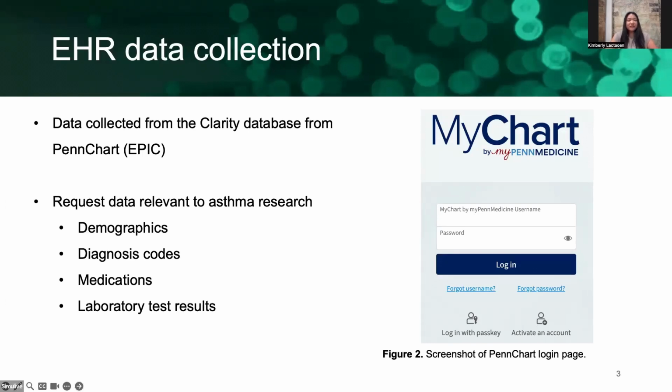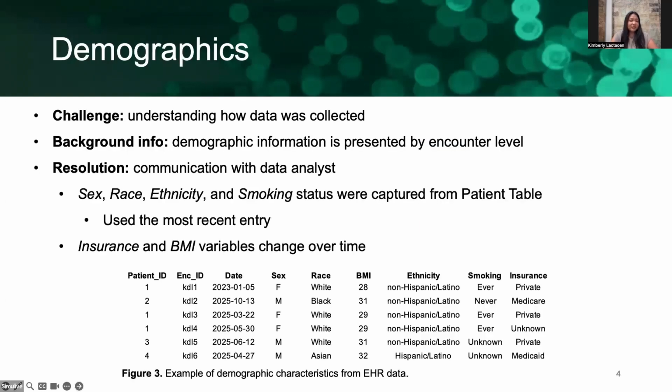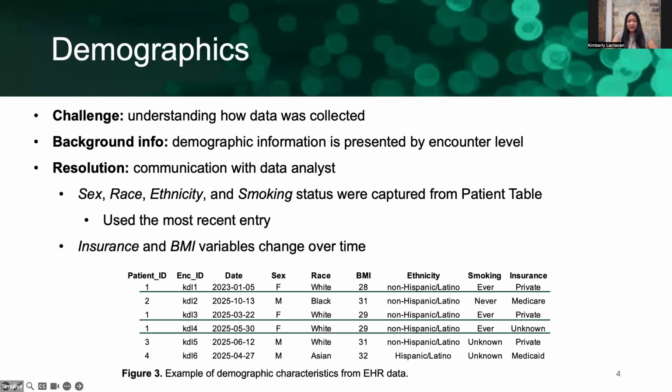Broadly, we have demographic characteristics, certain diagnosis codes, medications, and laboratory test results. And today I'll be going over some of the challenges I've come across from these variables. The first example is understanding how data was collected. In this data set, demographic information is presented at an encounter level. In the example figure, there are 4 patients in which patient 1 has had 3 encounters, denoted by encounter ID KDL1, KDL3, and KDL4.